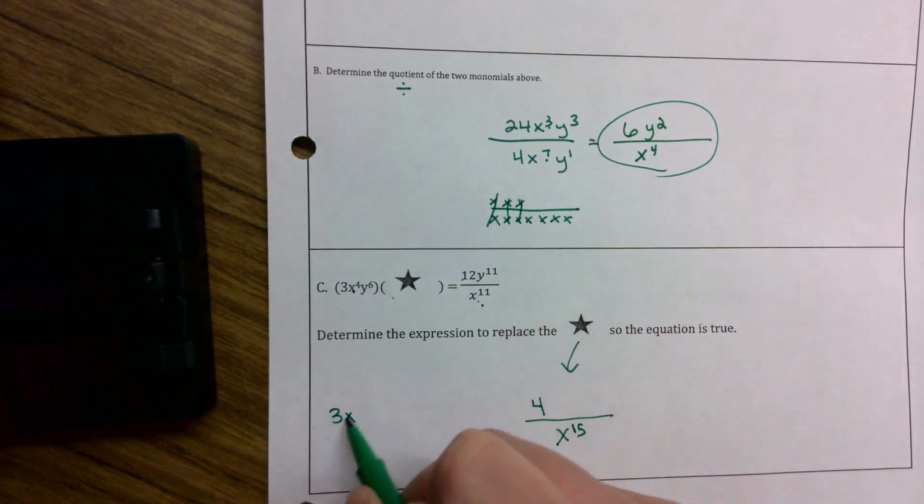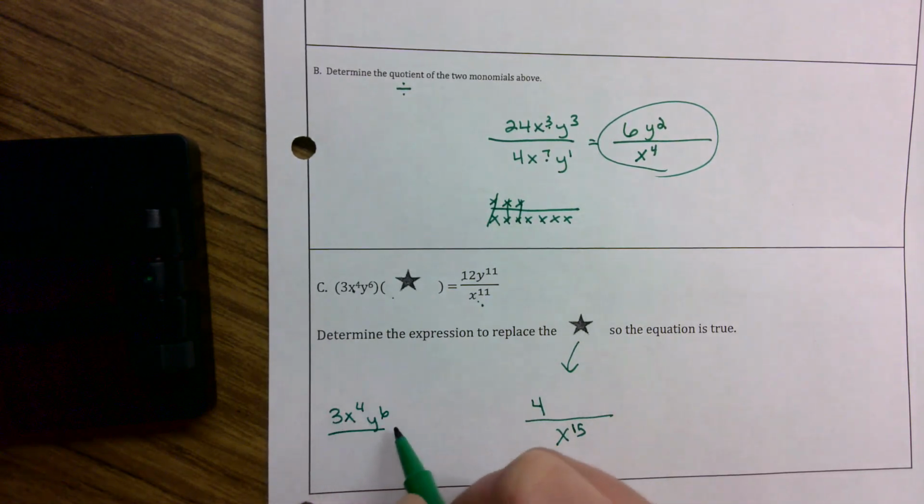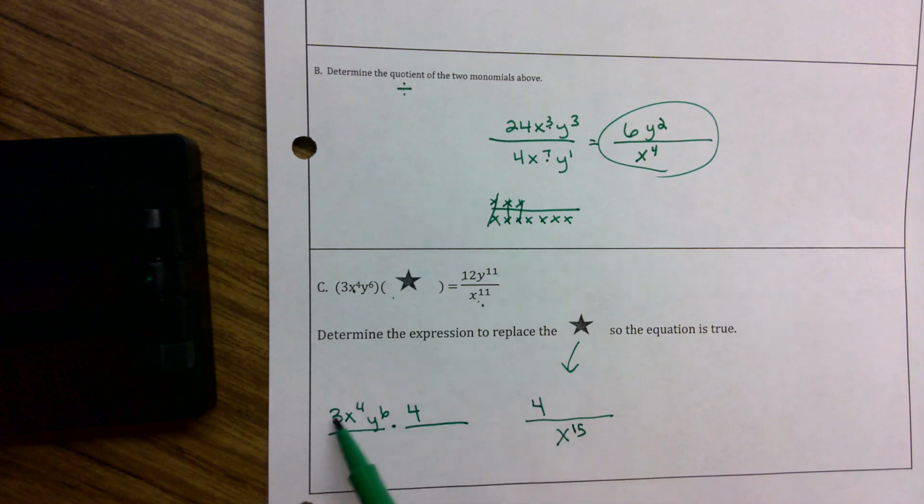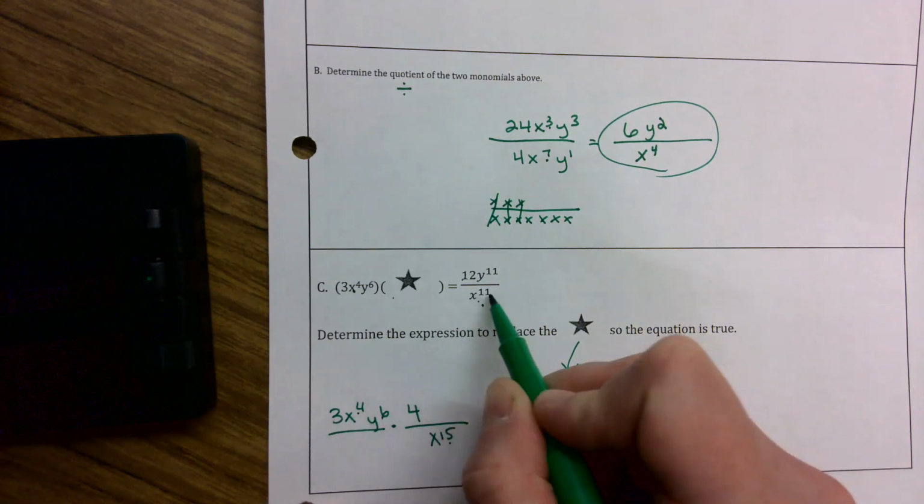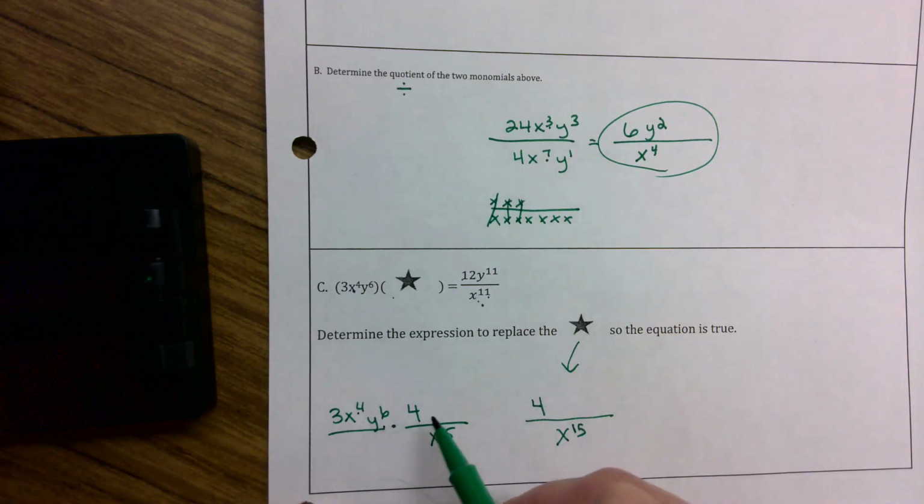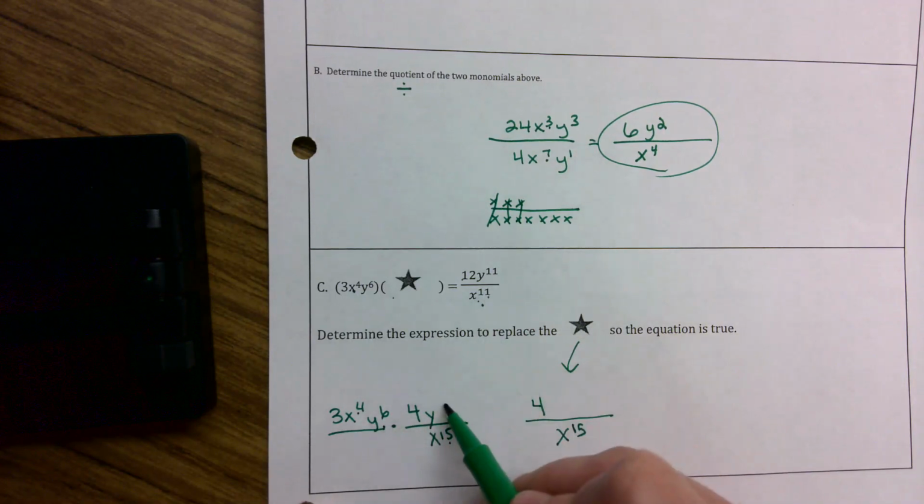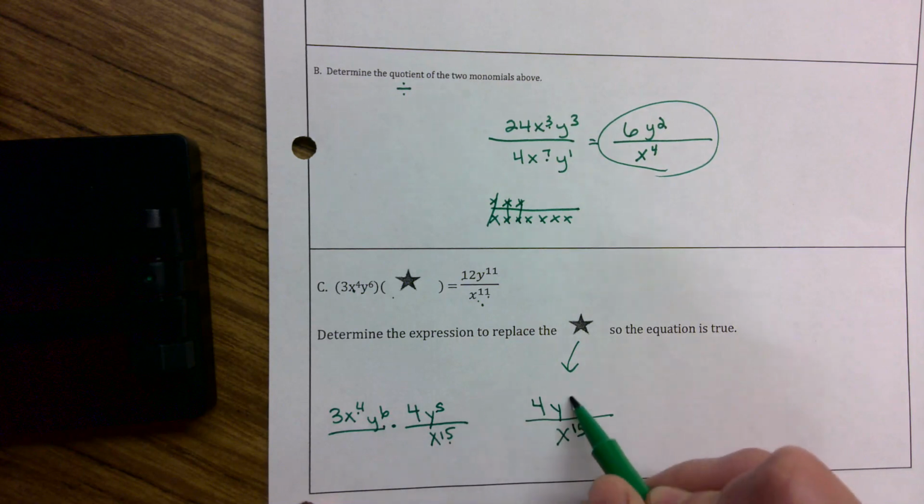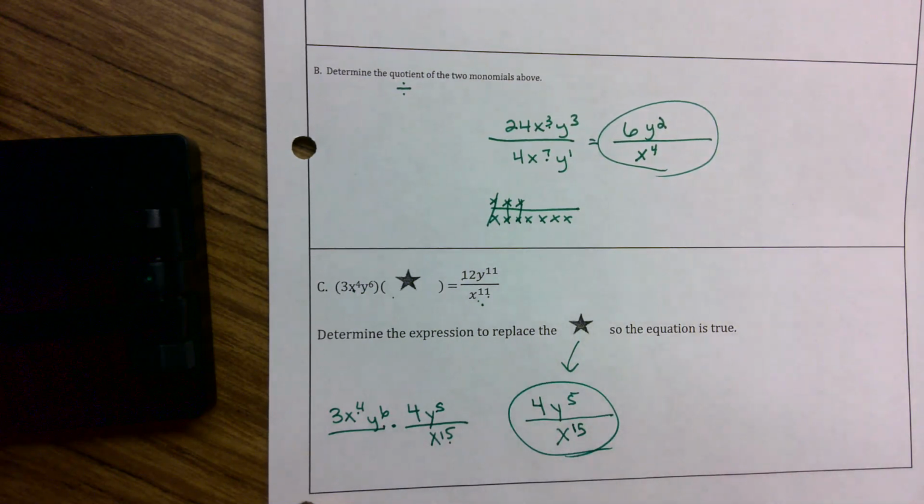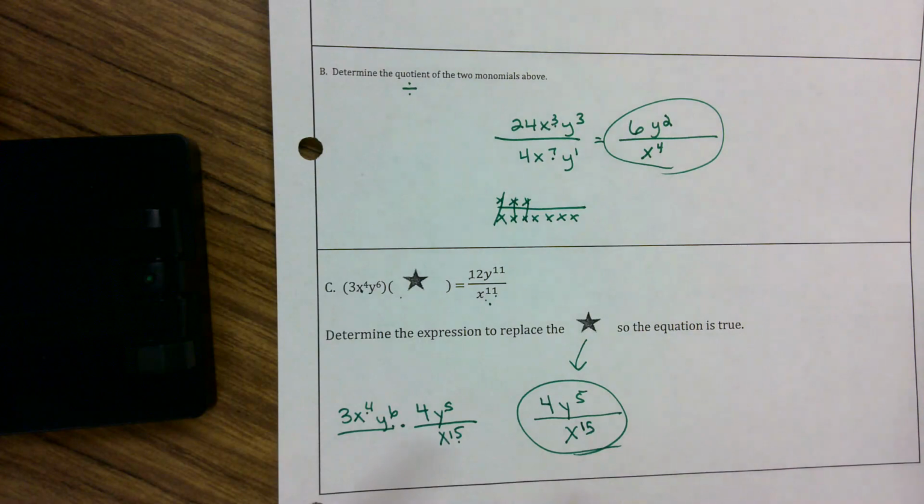If you look here, 3x to the 4th, y to the 6th, it'd have to be 4 to get that 12. It'd have to be 15. 15 minus 4 gives you the 11. And I have 6 y's. How many more y's would you need to get 11? You would need 5. So that's your final answer. There are many ways to do this, but that's fine.